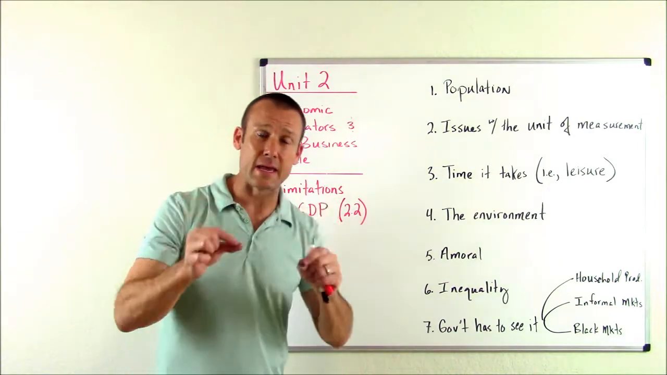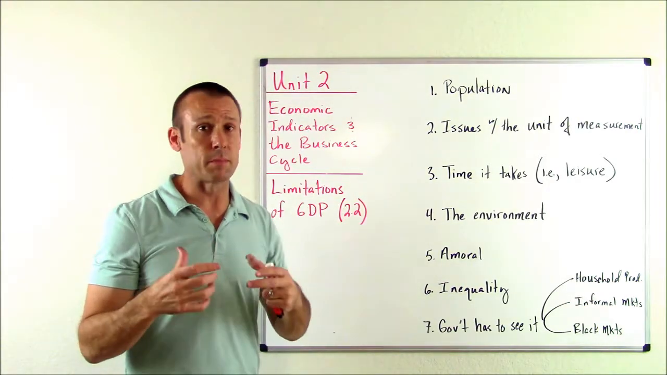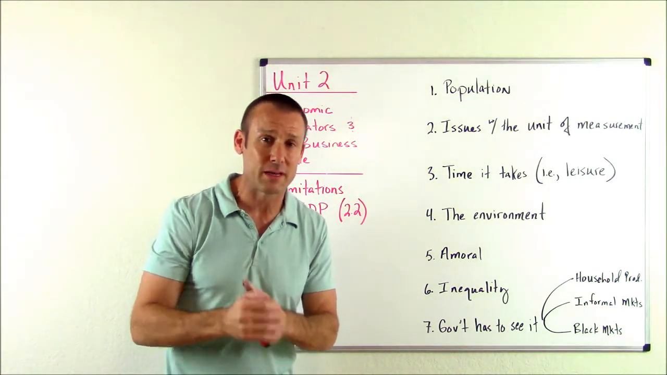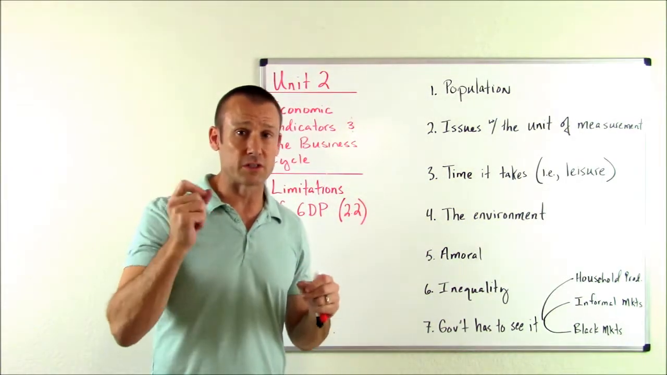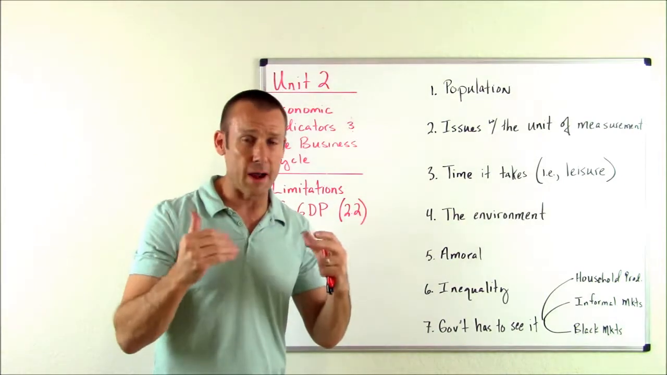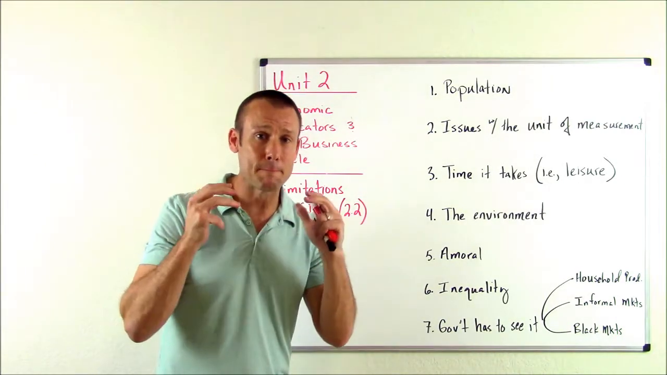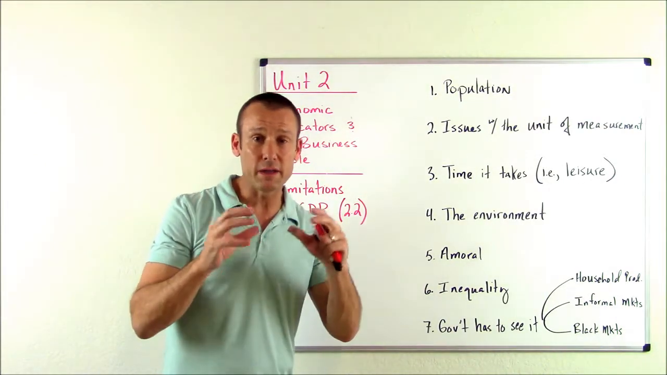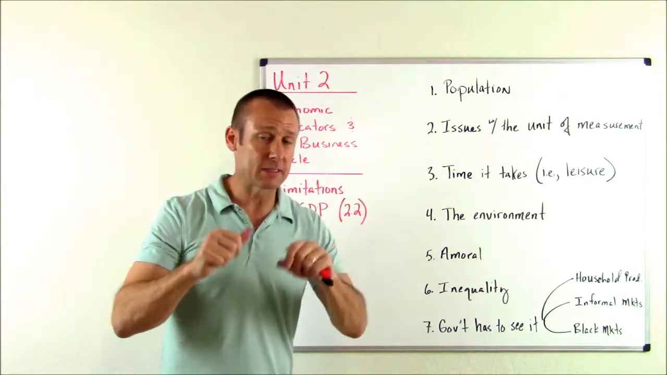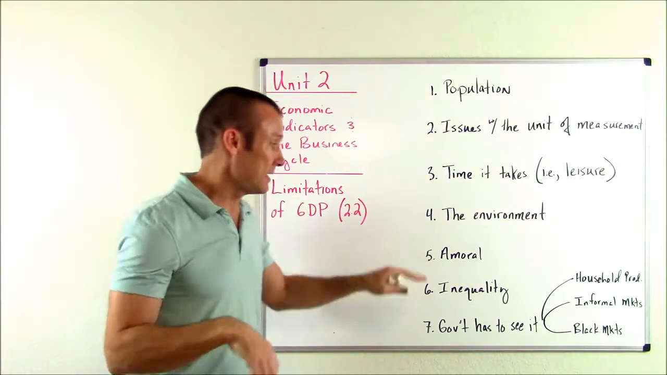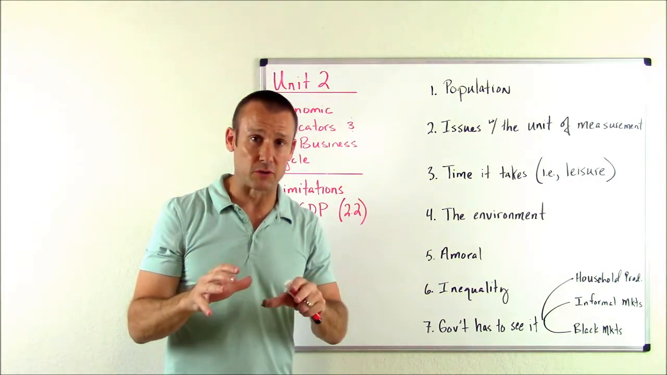Next, it is an amoral measurement. What do I mean by being an amoral measurement? Guys, they count it as value if somebody's willing to pay for it. In other words, cigarettes, oh yeah. Alcohol, absolutely. It does not matter at all what is being produced. If somebody's willing to pay for it, GDP says that is value to society. It is a very amoral measurement.